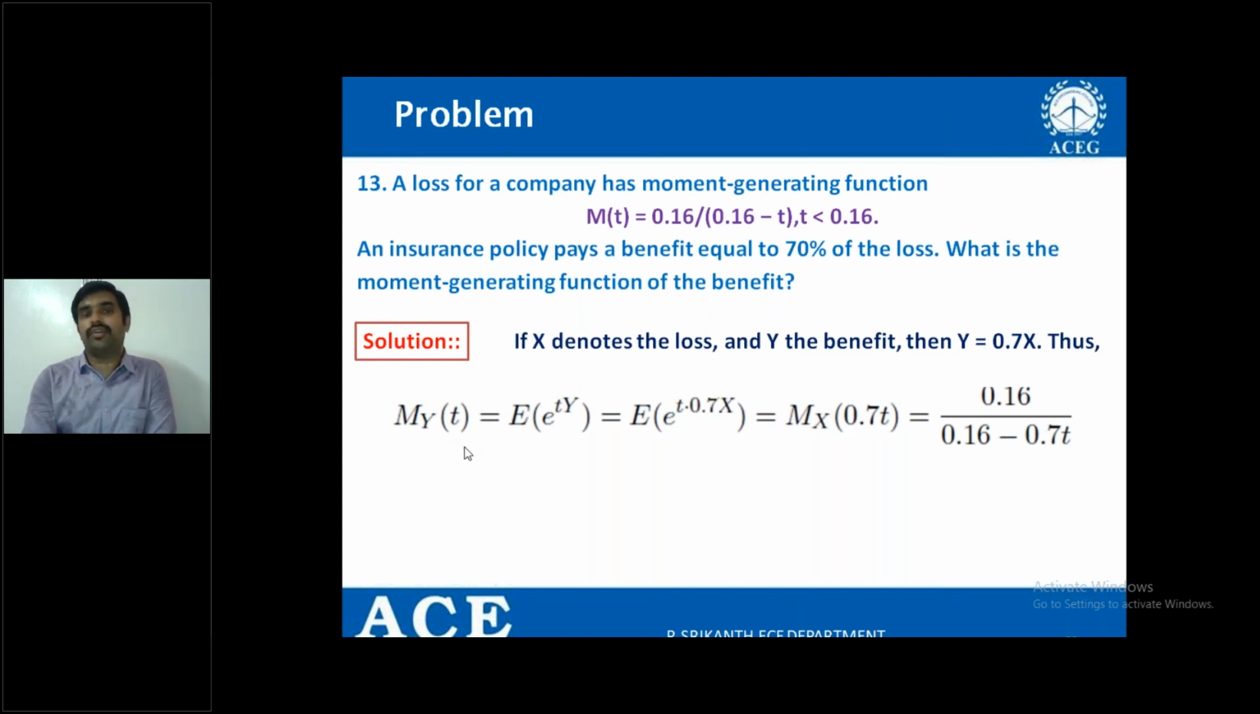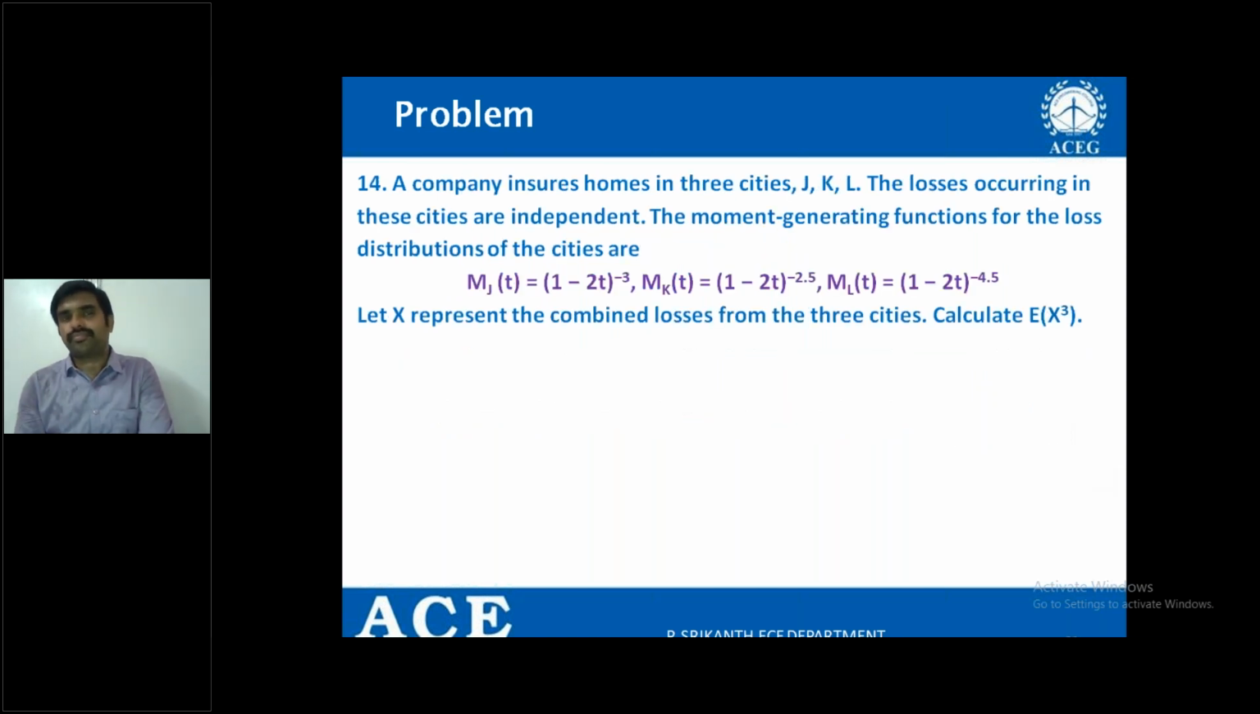That is M_Y(t). M_Y(t) is nothing but the expectation of e^(tY). But we don't know this. We know only the expectation of e^(tX). So the expectation of e^(t into Y), where Y is nothing but 0.7X, is equal to M_X(0.7t). If I substitute this in the given data, I can write it as 0.16 by (0.16 minus 0.7t). Understood how to solve the problem? So let us take one more problem.